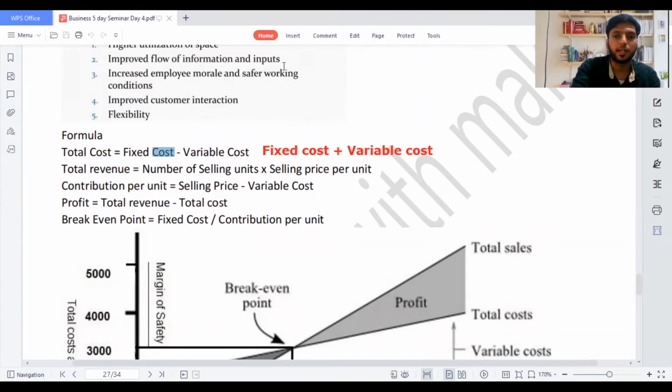Total revenue, how do you take it, guys? You take the number of units sold times the selling price per unit, and you will get the total revenue. Contribution per unit: you take the selling price per unit minus the variable cost, so you can get contribution per unit. Profit: you take the total revenue and deduct the total cost, and you get the profit. And finally, break-even point: you take the fixed cost and divide by the contribution per unit, which is the selling price minus variable cost. So contribution per unit is also known as selling price minus variable cost.